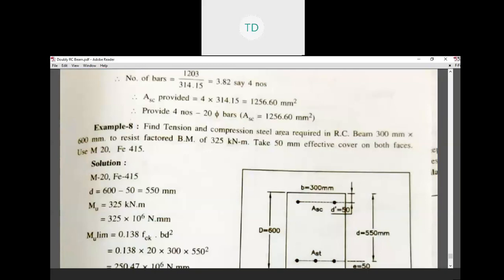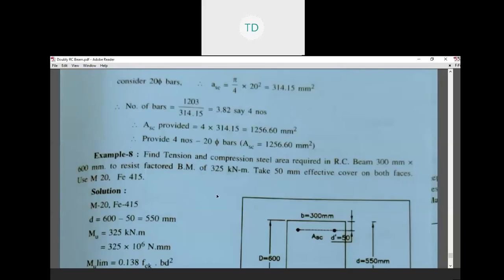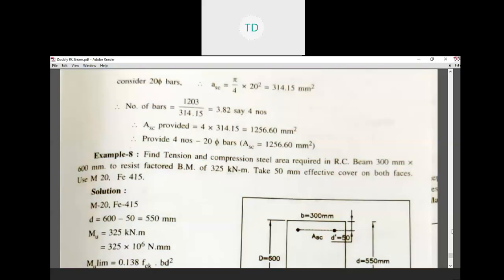Find tension and compression steel area required in an RC beam. Beam dimension is given as 300 by 600, to resist a factored bending moment of 325, take 50 mm cover on both sides. Use M20 and Fe415. Here the question is to find tension and compression steel. This is a design example, and I want to give another example of analysis.